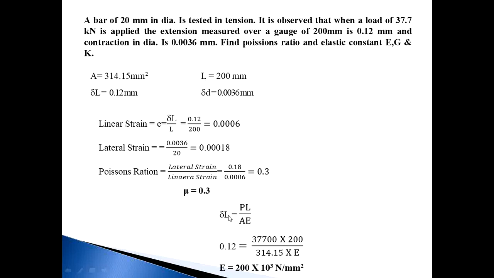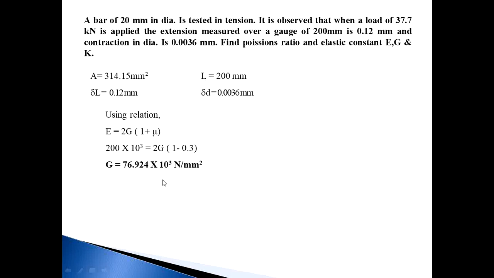Then we know the change in length formula, already discussed in lecture number 2. Delta L is equal to PL upon AE. We know the change in length, that is 0.12 mm. We know the value of P, that is 37.7 kN, converted into Newton, that is 37700, into length 200 mm, and area 314.15 into E. So in this equation the only unknown term is E. By simplifying this equation we get E equal to 200 into 10 raised to 3 Newton per mm square.